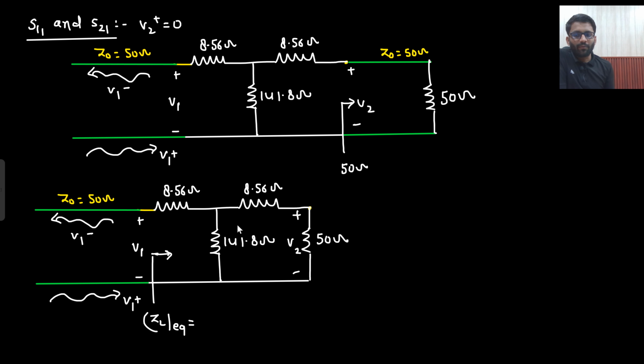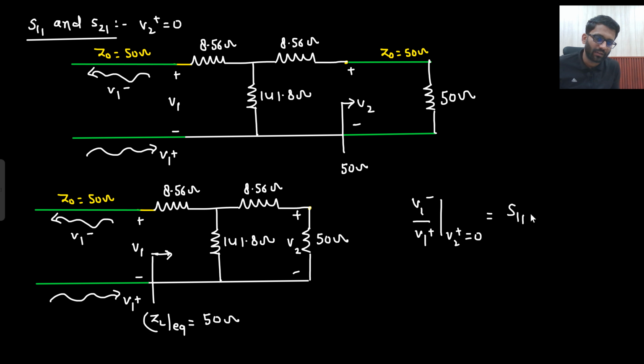No, this will come out to be 41.44 actually. So 41.44 plus 8.56 is equal to 50 ohm. So this will come out to be 50 ohm only. Okay, so what do you see? What is your V1 minus divided by V1 plus when V2 plus is equal to 0, which is S11? That is equal to ZL minus Z0 upon ZL plus Z0. So 50 minus 50 upon 50 plus 50. So what are you getting? 0. So S11 is coming out to be 0.